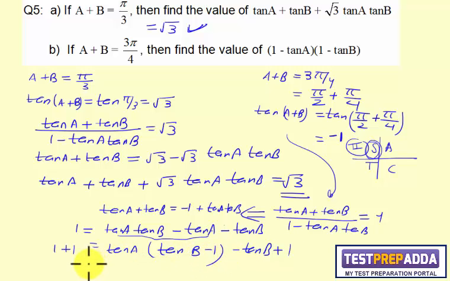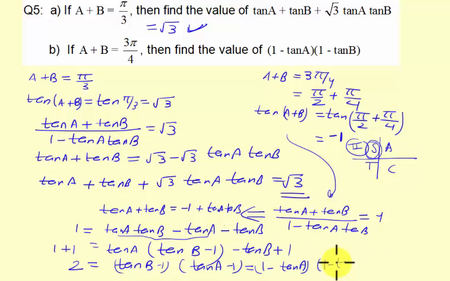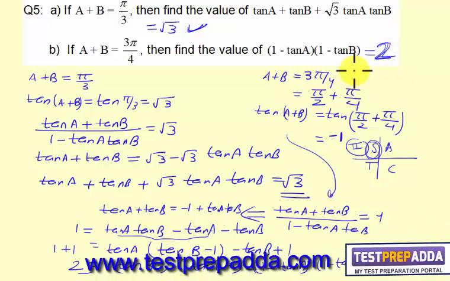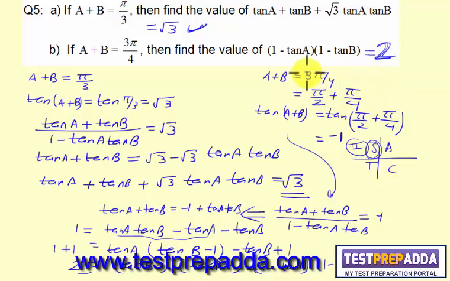And here also tan B minus 1 can be taken common. So it becomes tan B minus 1 common, and inside we will get tan A minus 1. And the value is coming 2. Now look at this, here it is 1 minus tan A, 1 minus tan B. I can write it as 1 minus tan A, tan B, 1 minus tan A, minus minus will get cancelled. So it can also be written as 1 minus tan A into 1 minus tan B, but the value will remain unchanged. So here the answer of this question is 2. Got it? Okay, now we will take another question here.